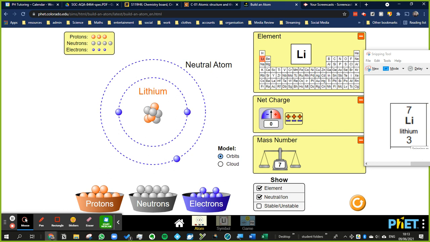But atoms prefer to have a full outer shell, so sometimes they do form ions. For this lithium atom, the easiest way to have a full outer shell would be to lose this electron here, and now it's just got this shell, which is full. The first shell can hold up to 2 electrons, and the second shell can hold up to 8. So when I take the 1 electron away, it's got only 1 shell, and that shell is full. So if lithium forms an ion, it will lose 1 electron and be a +1 ion. And actually, that's the same with all metals. But when it's neutral, it has 3 electrons: 2 in the first shell and 1 in the second shell.